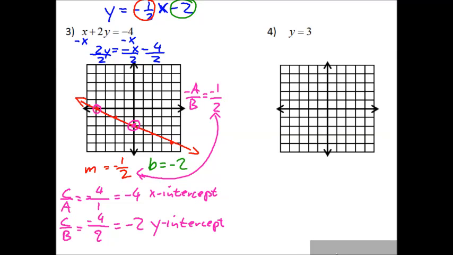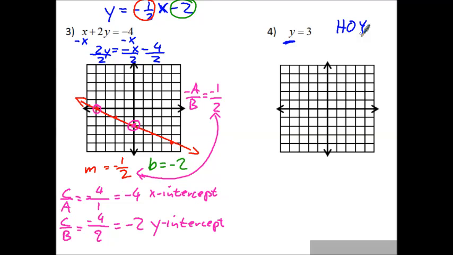Let's go to our next example. And again, we have one of our special equations here. Y is equal to 3. What do we have? We really only have a y. And that tells us this must be HOY. And HOY means we have a horizontal line with a 0 slope.